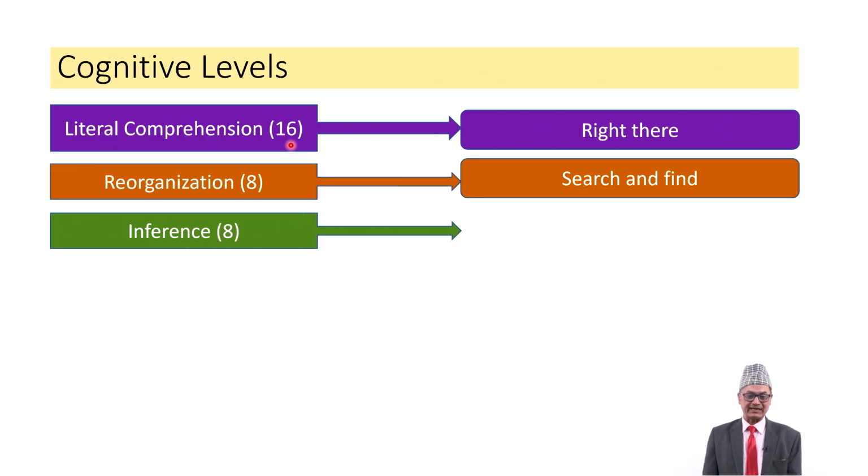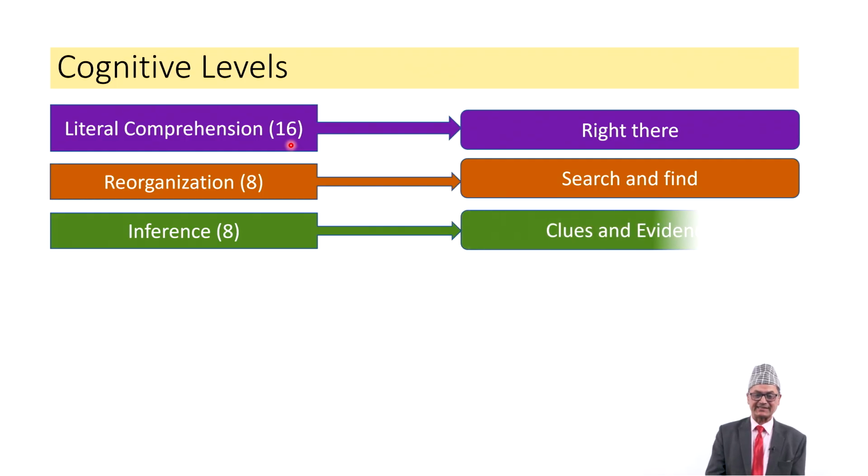So, the third one is inference. So, inferential question, there will be 8 inferential questions in the reading text altogether. So, what is inference?